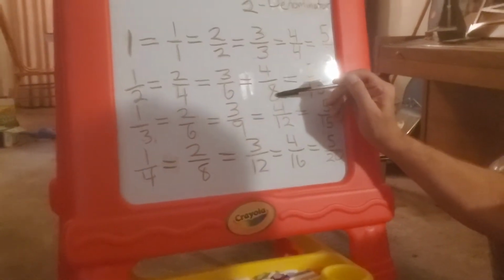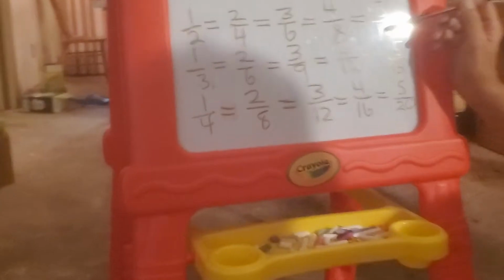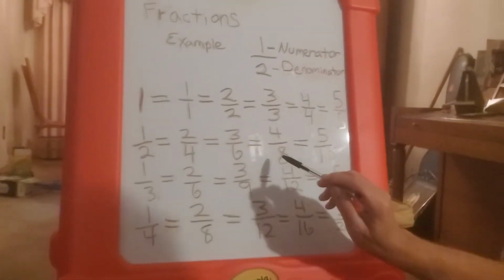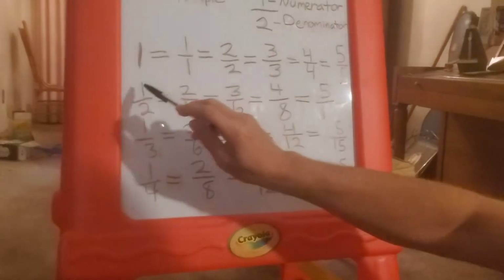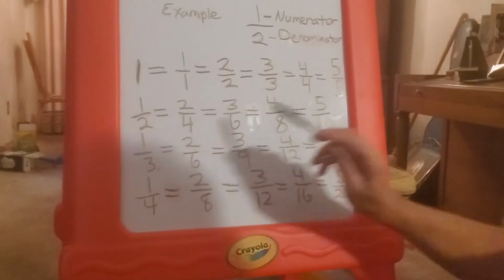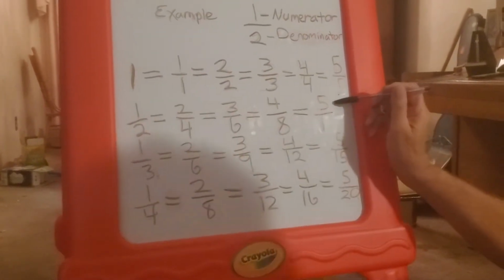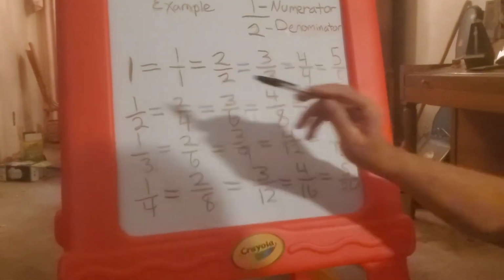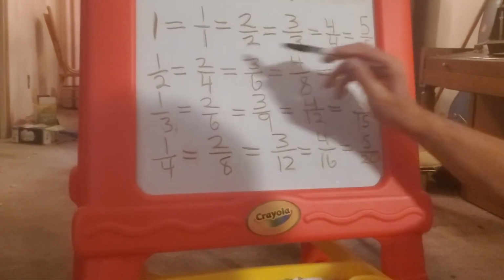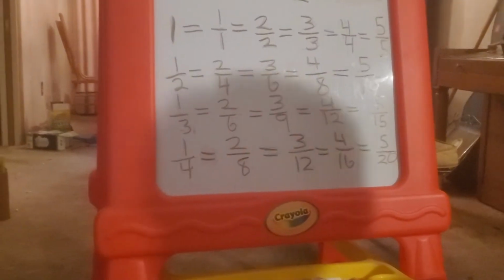4 over 8 is the same as 1/2, and 5 over 10. 4 times 2 is 8, 4 times 1 is 4, 5 times 2 is 10, and 5 times 1 is 5. So 5 over 10 is the same as 1/2, 1 over 2. And 4 over 8 is the same as 1 over 2.